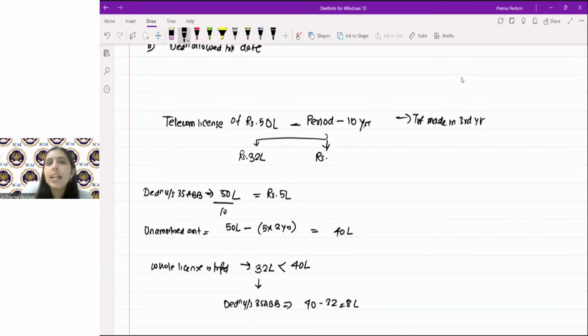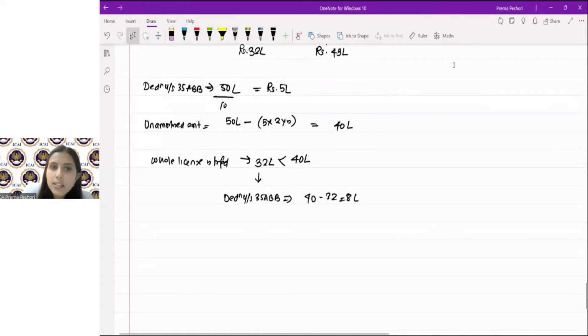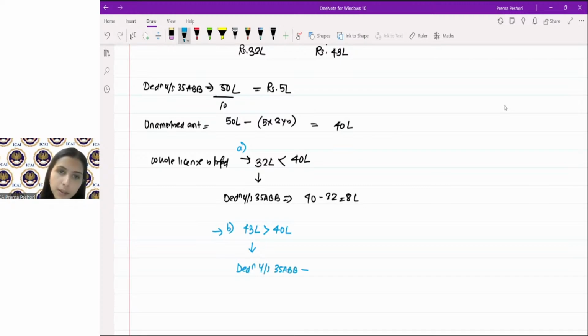if the sale consideration was 43 lakhs. If the sale consideration would have been 43 lakhs, then in that case, if the whole license is transferred, then in scenario B, this is scenario A, in scenario B, 43 lakhs would have been greater than 40 lakhs, right? Then in that particular case, deduction under section 35ABB would have been nil, right?